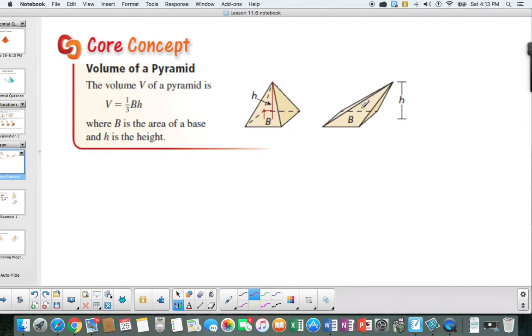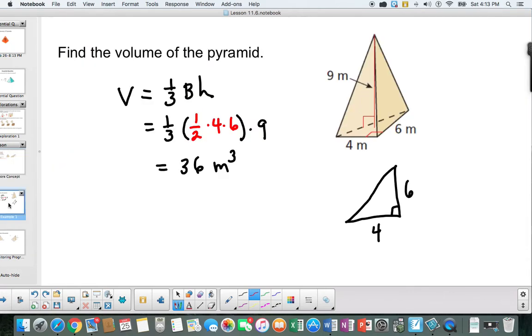Cavalieri's principle also holds here. As long as the cross sections are the same and the heights are the same, then this volume will be the same as one that's standing straight up. Let's take a look at an example.